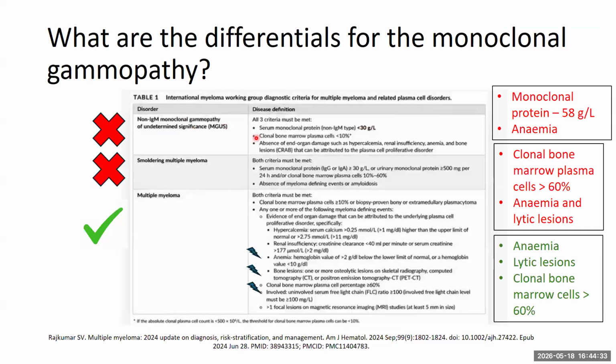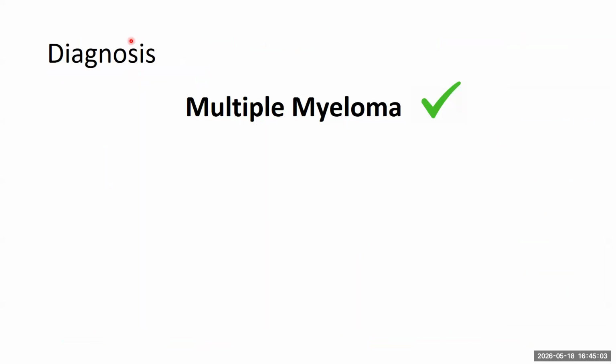So now that we've excluded MGUS, we look at the other causes, and the factors listed here in red are the factors against these particular monoclonal gammopathies, which leaves us with the diagnosis of multiple myeloma based on the factors listed here in this green box, which include anemia, lytic lesions, and clonal bone marrow plasma cells of more than 60%. So we have now identified our diagnosis as multiple myeloma.